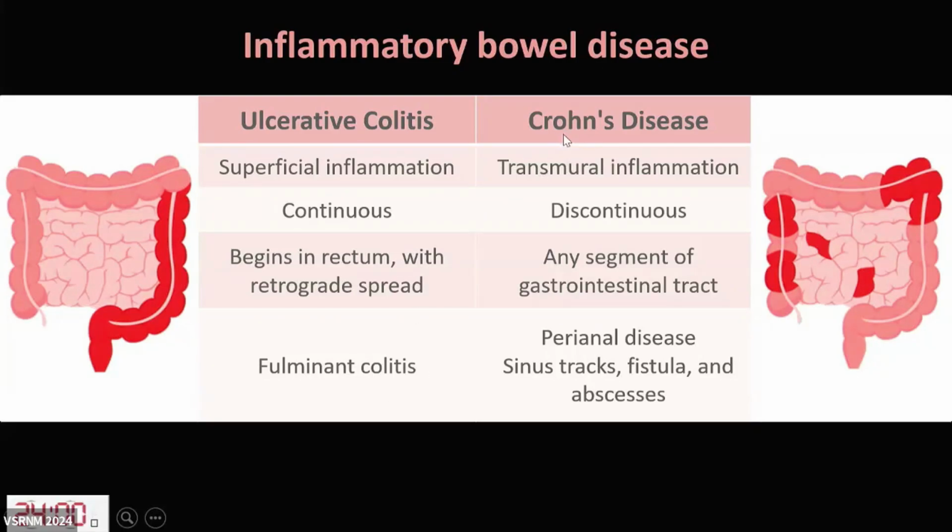And the other one is Crohn's disease. It is a transmural inflammation of the intestinal wall, and it is involved discontinuously with multiple skipped segments, mostly involving the colon and the ileum, but it may also involve the stomach and esophagus. And it can have perianal involvement and penetrating complications such as sinus tracts, fistulas, and abscesses.